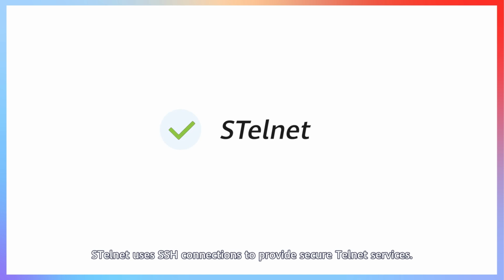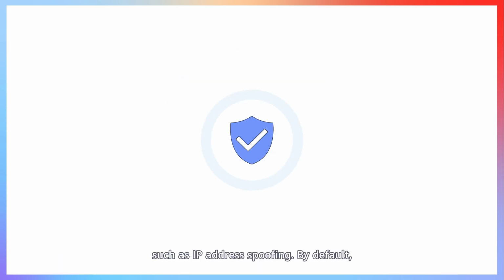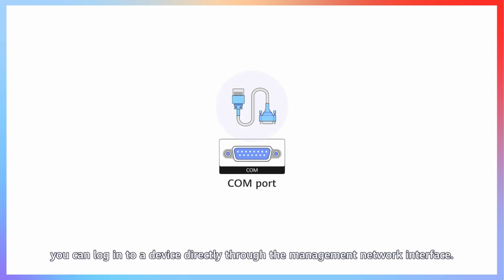STelnet uses SSH connections to provide secure telnet services. SSH provides encryption and authentication to protect devices against attacks, such as IP address spoofing. By default, you can log into a device directly through the management network interface.